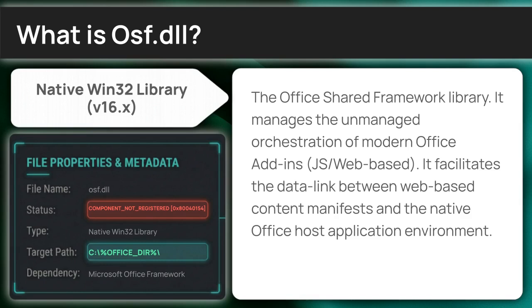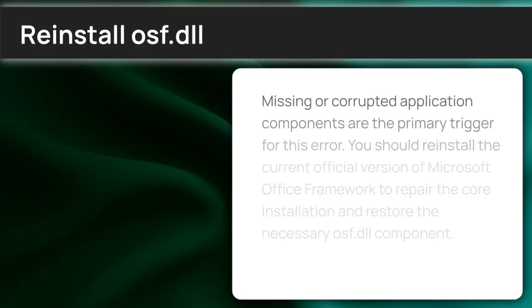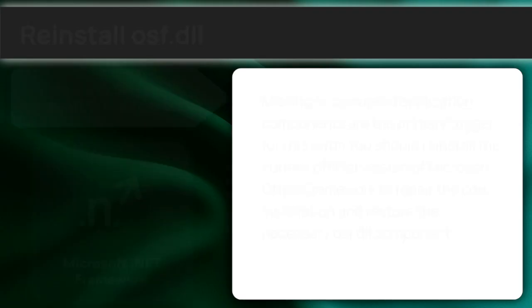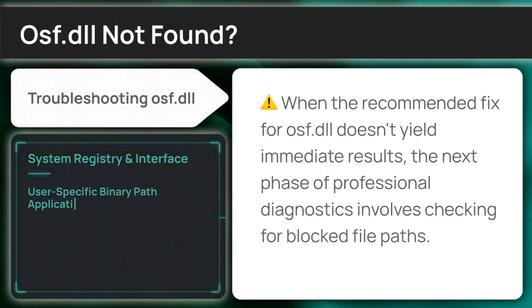Now that we've covered what the file does, let's jump into our first fix. Missing or corrupted application components are the primary trigger for this error. You should reinstall the current official version of Microsoft Office Framework to repair the core installation and restore the necessary Osf Library DLL component.